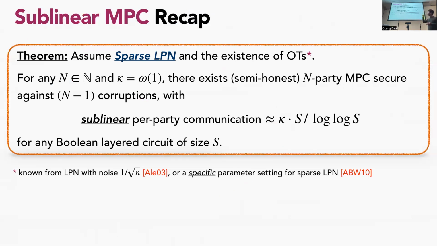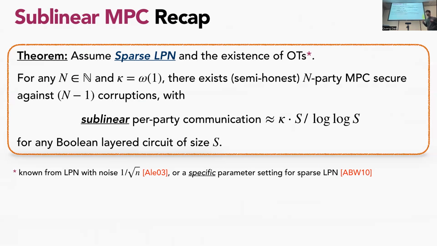Yeah, so we get sublinear MPC with slightly sublinear communication from sparse LPN and the existence of oblivious transfer. Is the oblivious transfer what's used to get the generic one? Yeah, it's for the generic one. If we work in the honest majority setting, then there are unconditional MPC protocols, and so we don't need OTs.